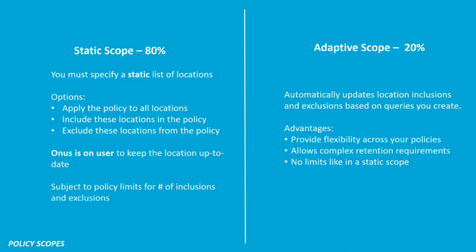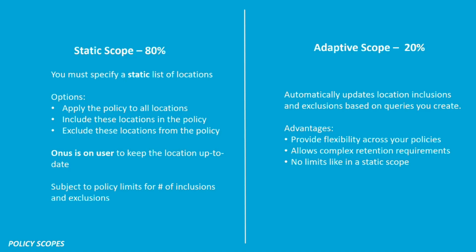Finally, before we proceed into our demo, we just wanted to discuss scopes. The scope specifies where the labels are going to be published. So when you're publishing labels to a site so they could be manually applied, or manually applied to a folder so that can default downwards, you can choose a static scope or an adaptive scope.